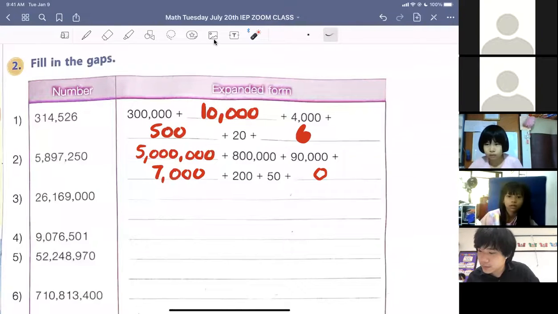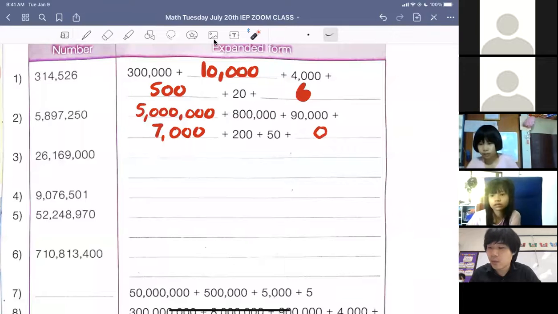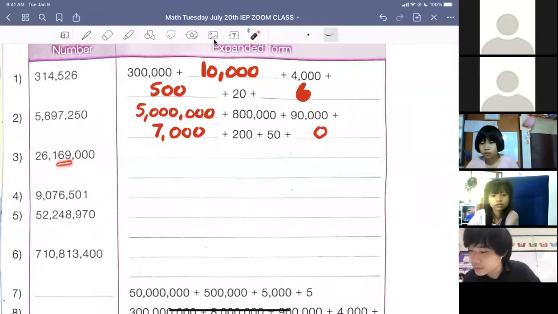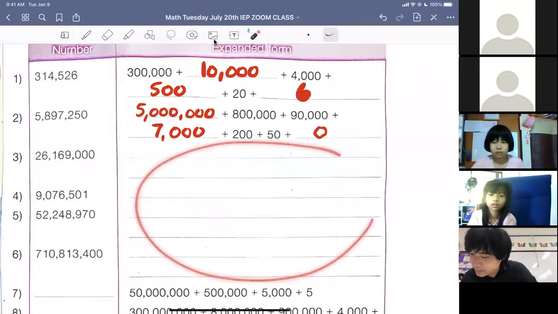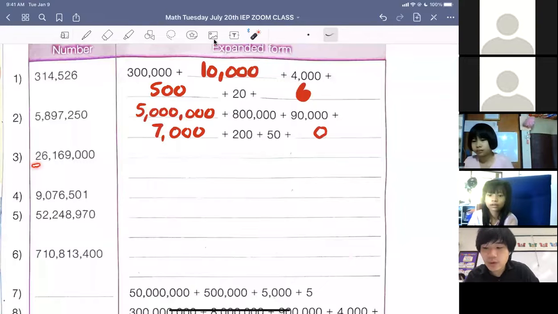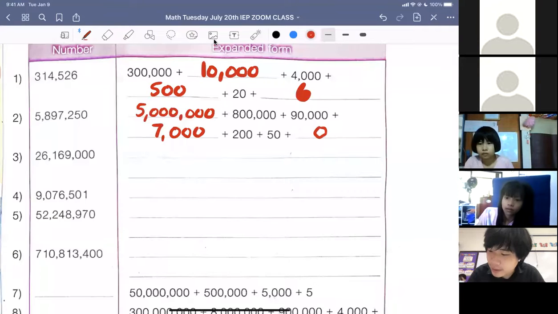We have 26,169,000. Right? So they didn't give us anything here. It's empty. So what does this 2 mean? It's in the 10 millions. So it's 20 million.